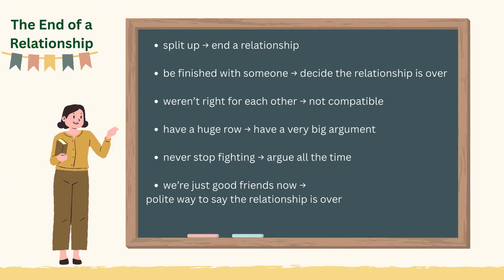And if two people never stop fighting, the relationship is clearly unhealthy. After a breakup, people often say, "We are just good friends now." This usually means the romantic relationship is completely over. These phrases are natural spoken English and you'll hear them a lot in real life.